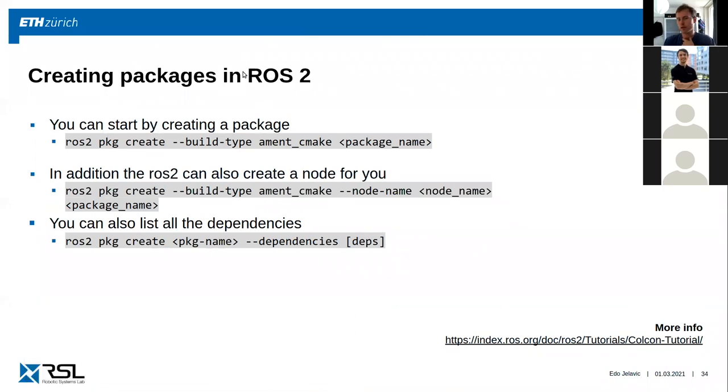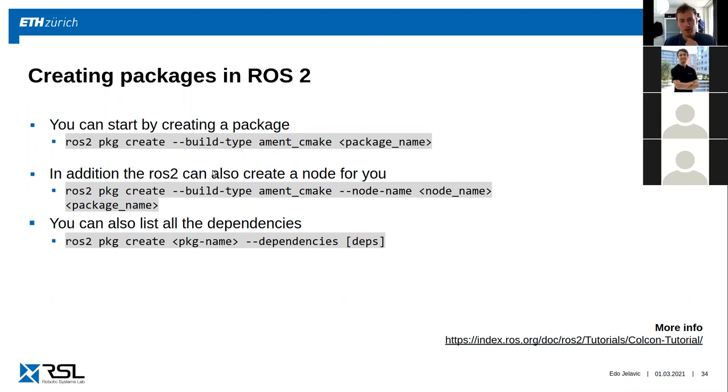In ROS2, you can also create packages, same as you could do with the catkin build system in ROS1. You can just call ros2 pkg create. And if you want to create an empty package, you just don't give any arguments. Here you can specify what kind of build you want. You can use CMake or ament CMake, and there are other options. The reason I used ament CMake is simply because this was in the tutorials, but it's the same as CMake, just with some support for extra testing.